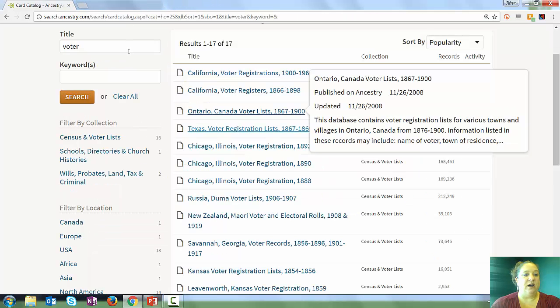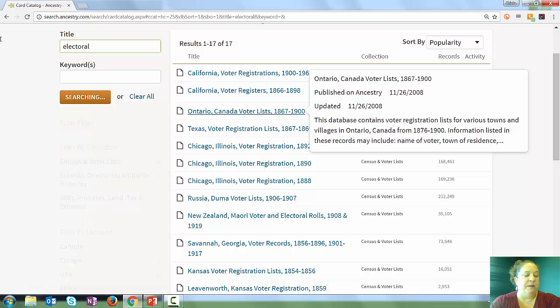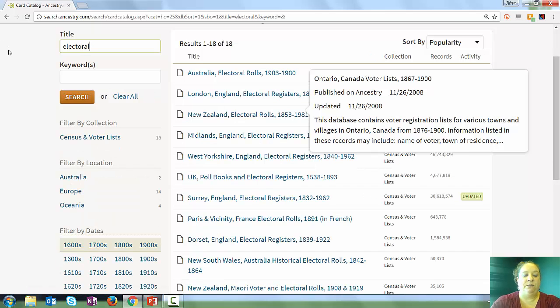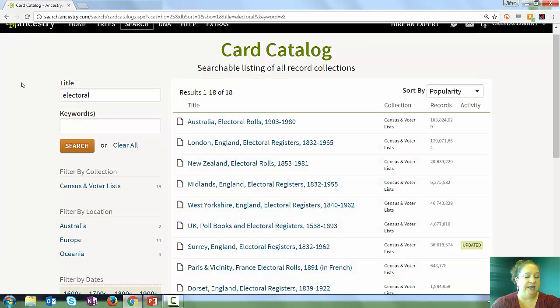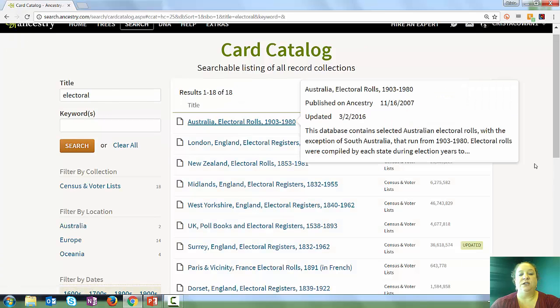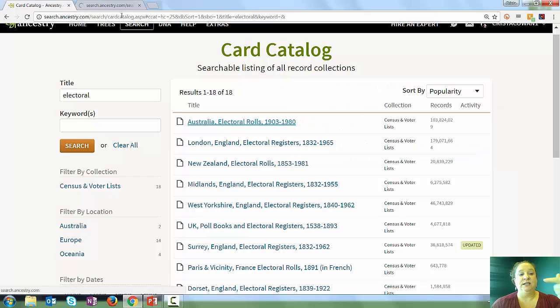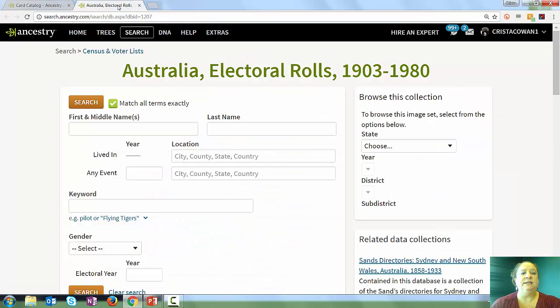Okay, let's move on from that voter category to that electoral category. Remember, electoral is typically the word or phrase that is used outside of the United States. In this case, we're going to look at the Australian electoral rolls. Now, there are 103 million electoral records in this particular collection. This is important for a couple of reasons.